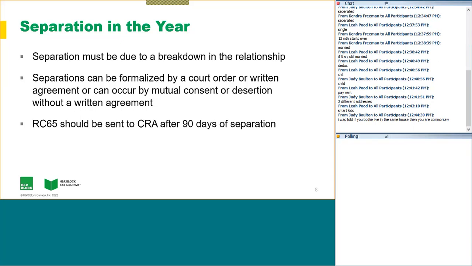So Judy, you're told if you both live in the same house, then you're common law. Generally speaking, the assumption will be that, unless you can prove otherwise. We've had a few scenarios where the house is separated into two separate apartments and the downstairs apartment isn't accessible to the upstairs apartment, so it is functionally two different units now.